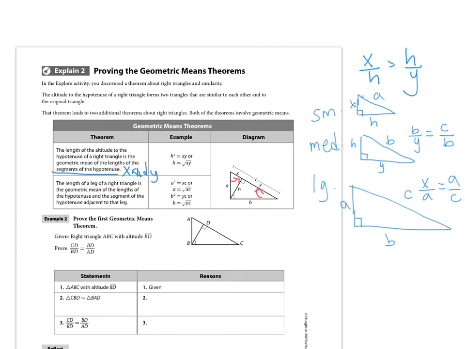So those are the three theorems that we are going to use. We're not actually going to go through the proof, but I wanted to make sure that those theorems were clear before we start using them on the next page.